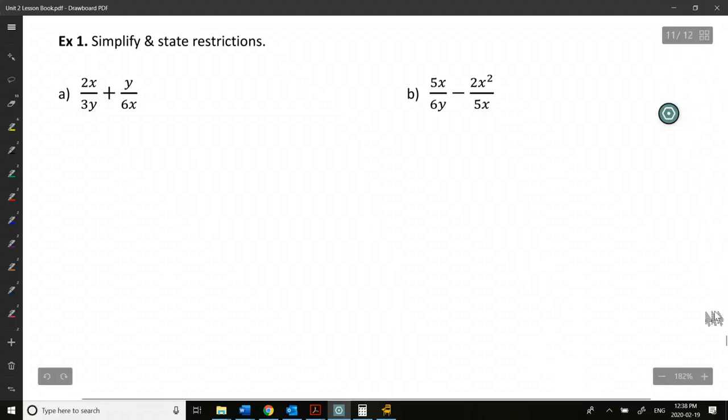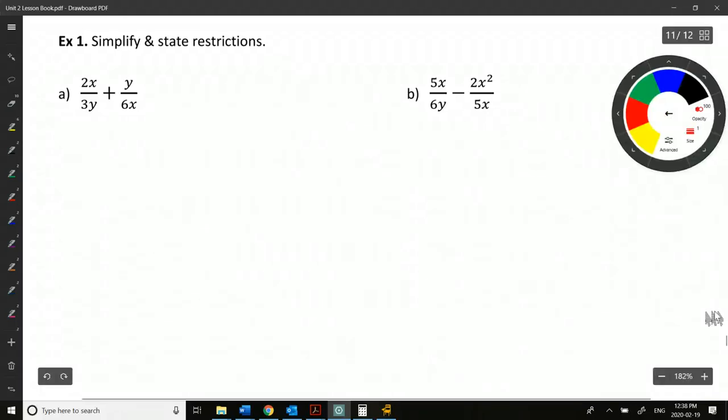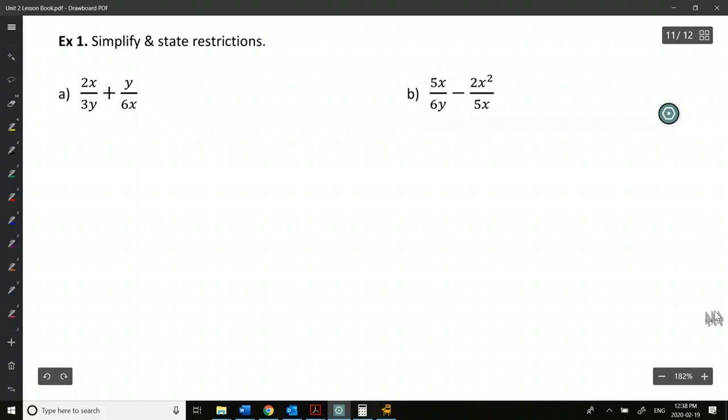So yesterday we were multiplying and dividing rational expressions. Today we're going to go on to adding and subtracting rational expressions. And one really important thing when we are adding and subtracting fractions is that we need common denominators in order to put those two fractions or more fractions together. So we'll start off with a couple easier examples.